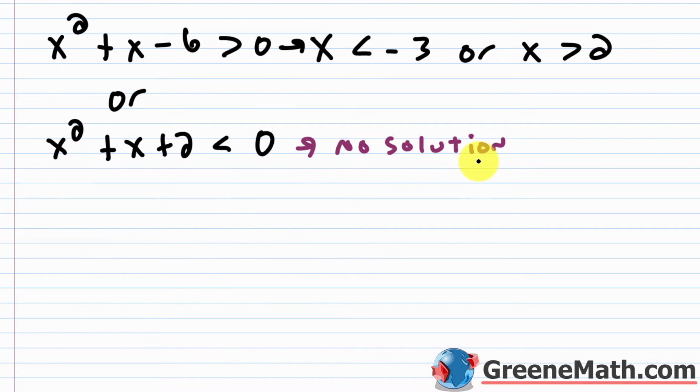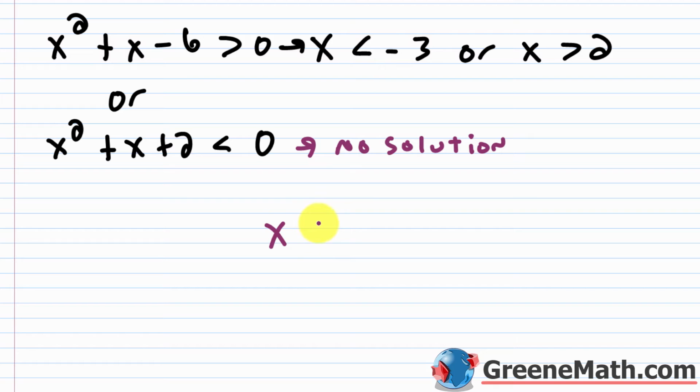Now, algebraically, if you don't want to make a graph, not that big of a deal. If you see that you get two non-real complex solutions when you try to set up your equation and solve for the critical values, all you have to do is pick any number, it doesn't matter what it is, and just plug it in and see if it works. If it does, then all real numbers. If it doesn't, then there's no solution. You could pick 0, it's easy to work with. So you would have 0 squared, which is 0, plus 0, which is still 0, and then plus 2, which is 2. So you would get 2 is less than 0, which is false, right? So there's no solution.